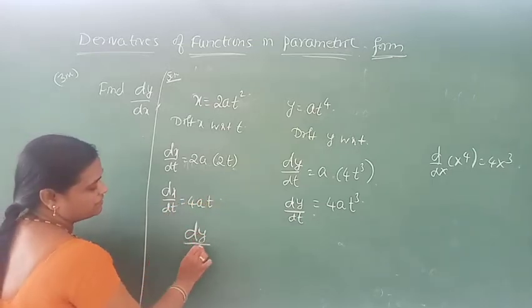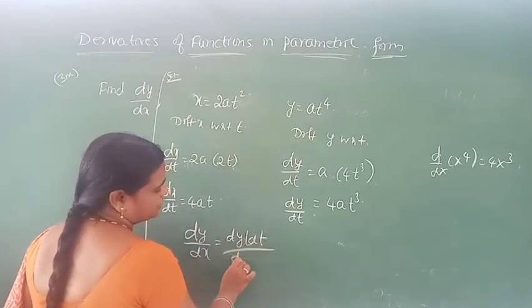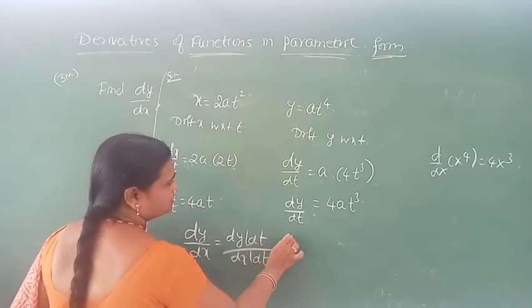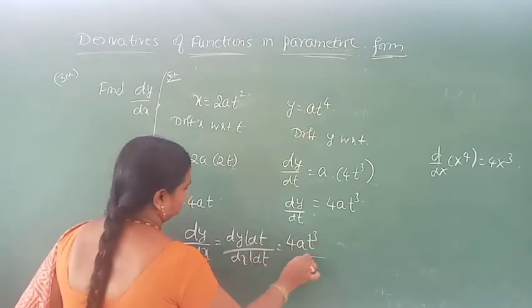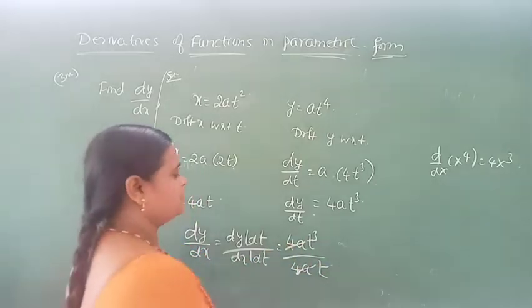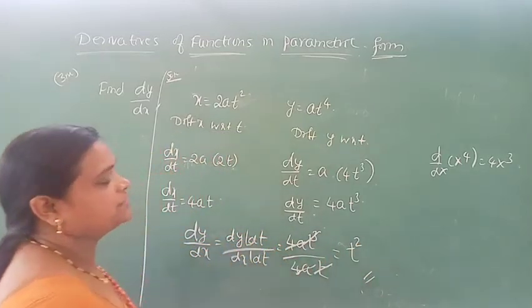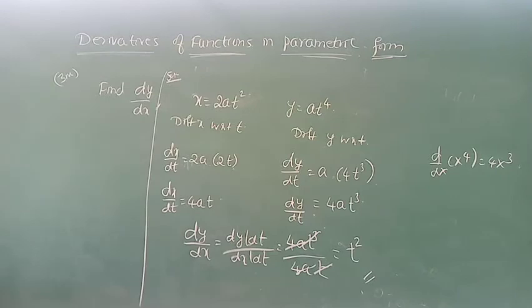Therefore, dy by dx is dy by dt divided by dx by dt. That is 4a t cube divided by 4at. 4a, 4 will get cancelled, a gets cancelled, and t gets cancelled. Last it is t square. This is how we can calculate. Okay. Next example.